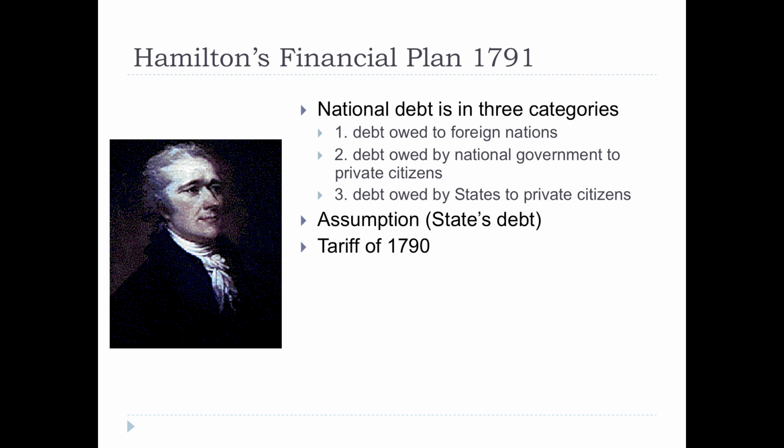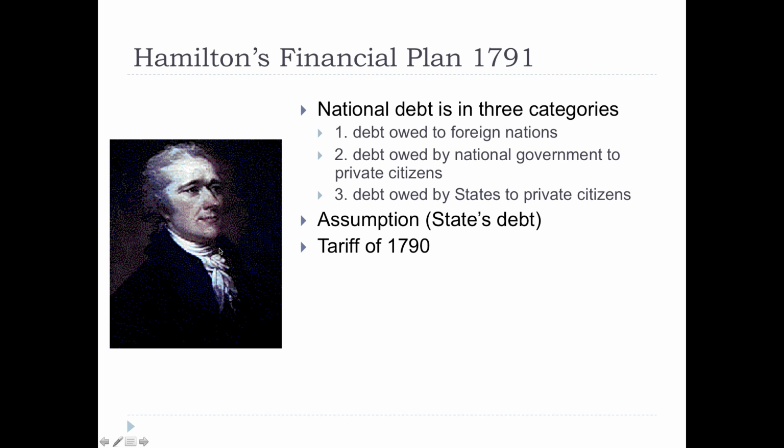Another thing that he calls for in his first report is a tariff. And I want you to become very, very familiarized with this word, tariff. This is a tax, but it's a special type of tax. It's a tax on imports, items coming into the United States of America. This, for a long time in our history, is going to be a major issue, the idea of tariffs. This is how the government will raise money. But it's also for another very important reason.